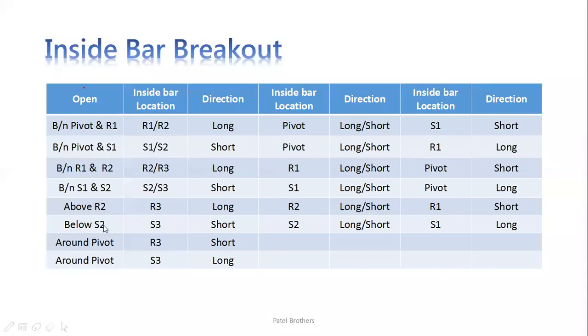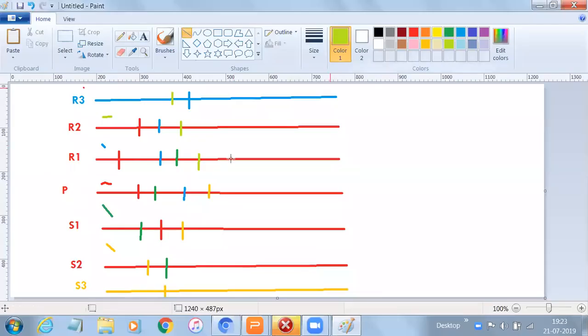And similarly for S2, if it is opening below S2 and S3, between S2 and S3, I can change the color to, now the remaining color is dark green. Dark green has already been taken. So it has opened here.